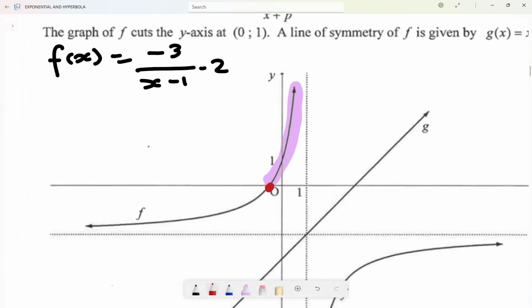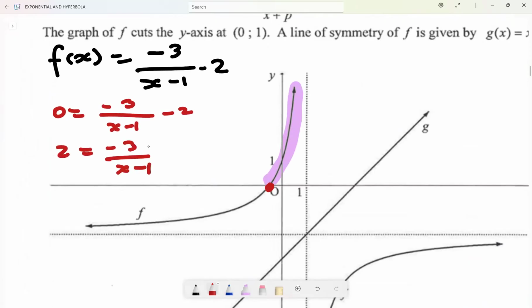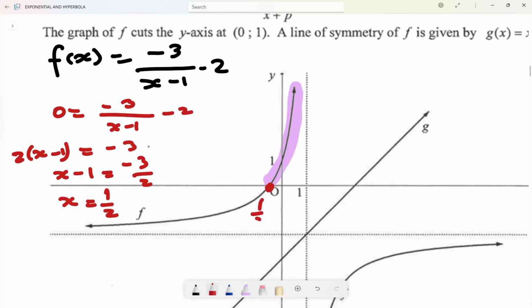So for the x-intercept, I let y equal 0. So it's going to be 0 = -3/(x - 1) - 2. And then it's going to be 2 = -3/(x - 1). When I take x - 1 to the other side, it's going to be 2(x - 1) = -3. When I divide by 2, x - 1 is equal to -3/2. And then x is going to be -3/2 + 1, which is -1.5 + 1, which is a half. So the point here is a half.